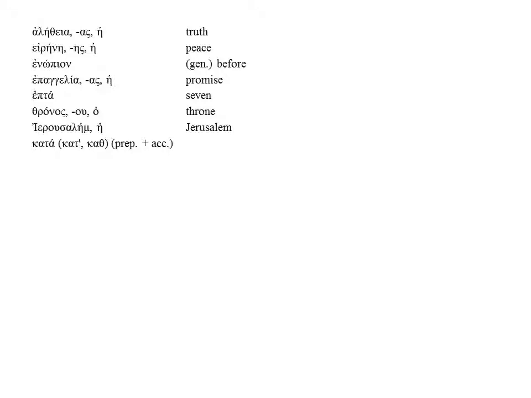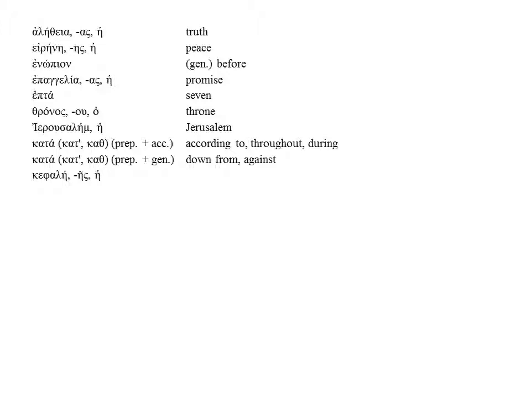Kata. Kata loses its vowel before a vowel with smooth breathing and changes to kath before a vowel with rough breathing. It is a preposition. With the accusative it is according to, throughout, during. And then kata with the genitive is down from, against.